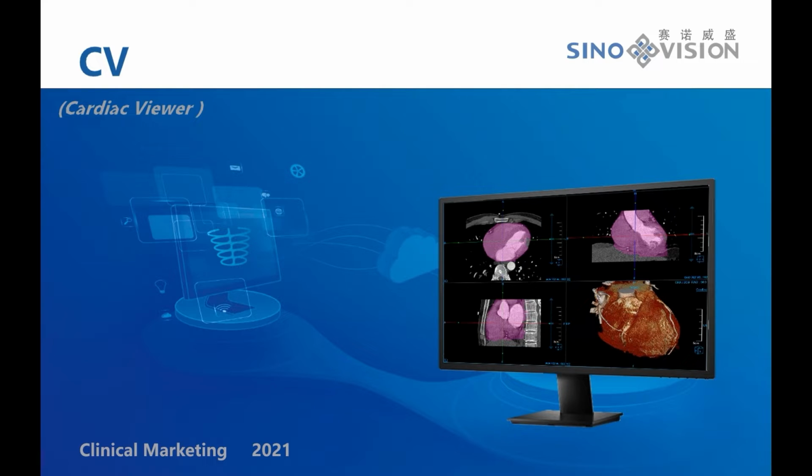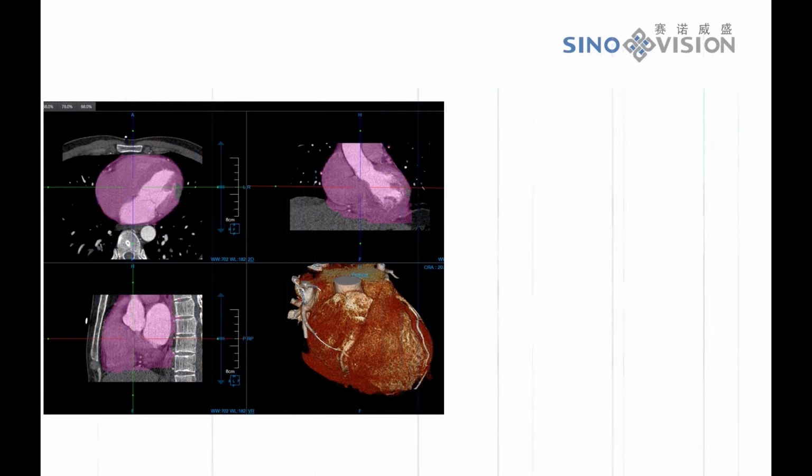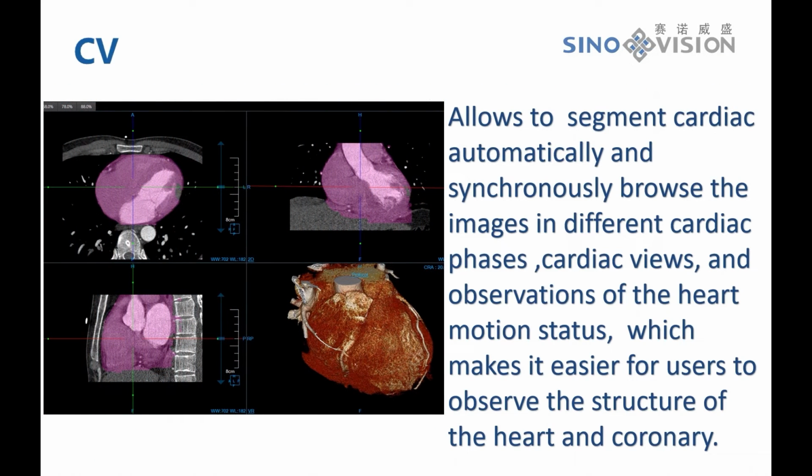Today I would like to introduce the operation of the Cardiac Viewer plugin. The plugin is based on the patient's CT scan data. It allows you to segment the cardiac automatically and synchronously browse the images in different cardiac phases, cardiac views, and observations of the heart motion status, which makes it easier for users to observe the structure of the heart and coronary. Now let me introduce and demonstrate the operation of Cardiac Viewer.